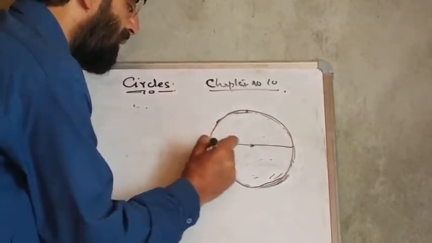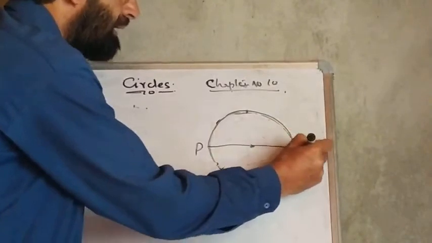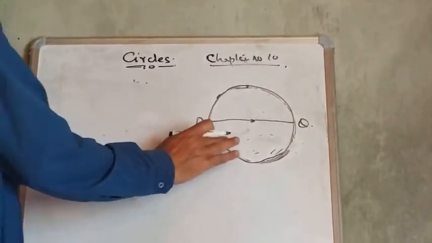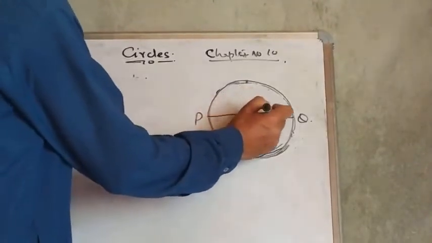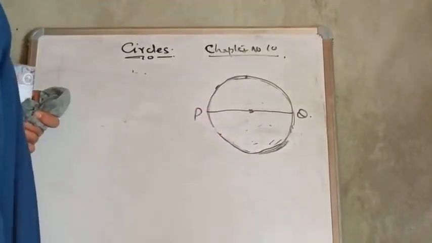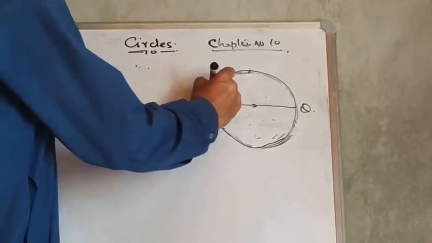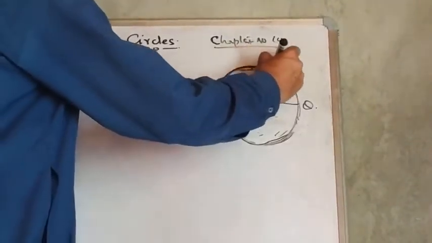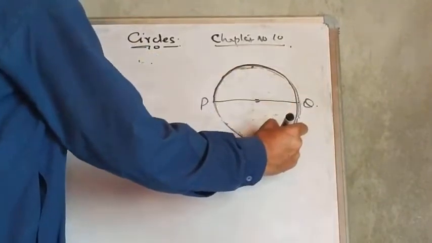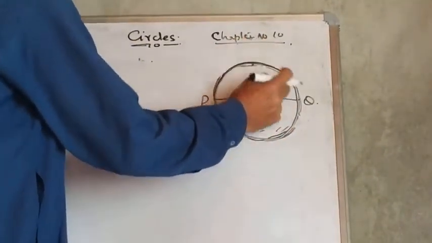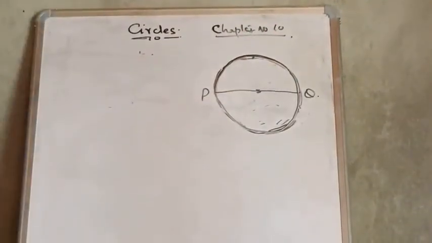This PQ is actually the diameter because it runs through the center of the circle. Now, from P to Q to again P, this distance is called the circumference of the circle.